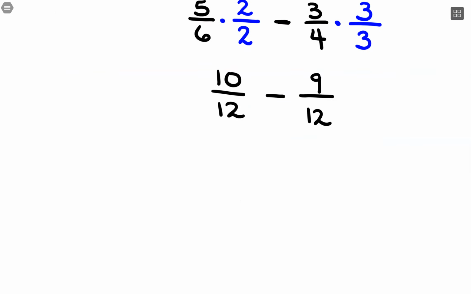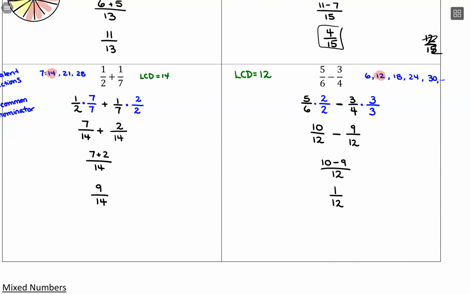And now I have common denominators and I can combine my fractions. So 10 minus 9 in the numerator, keep the denominator of 12. 10 minus 9 is 1 over 12. So with those, you take the steps to find your least common denominator, then create those equivalent fractions. And then once you have those equivalent fractions, you can combine them with addition and subtraction.